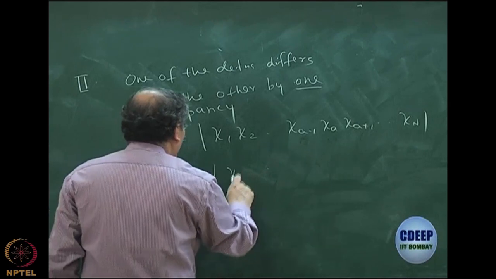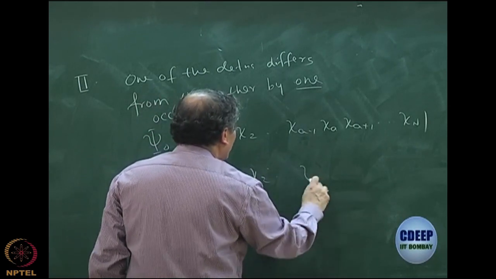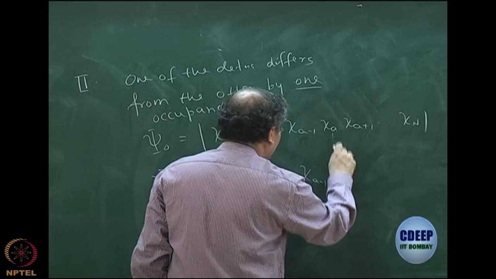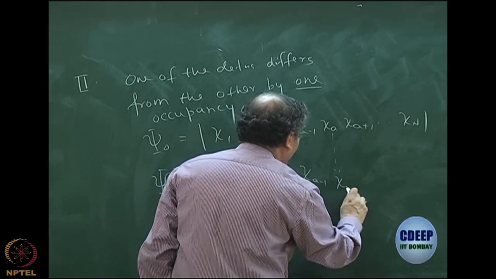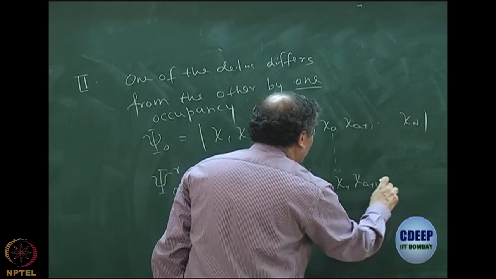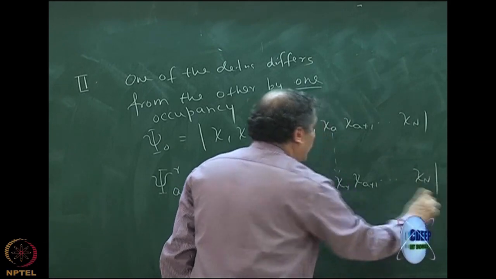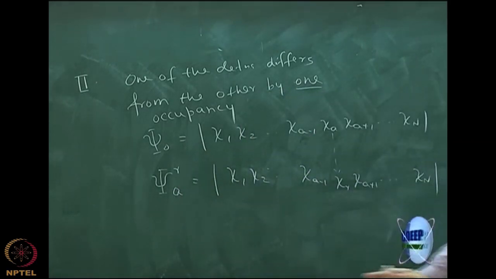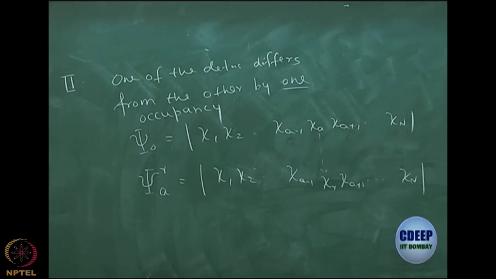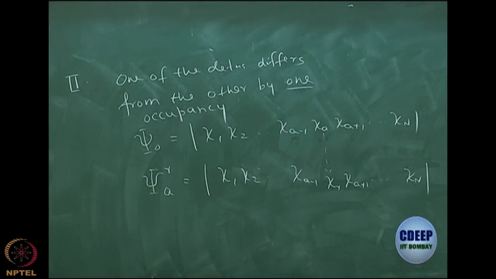And that was chi 1, chi 2, everything is same, including chi a minus 1 here, but this chi a is replaced by chi r, and the rest is chi n. I hope everybody understands this nomenclature. So, it means exactly in that column of chi a, I am replacing it by chi r.